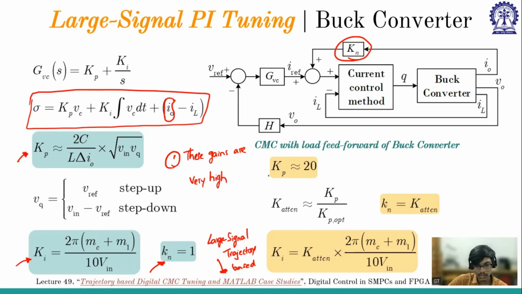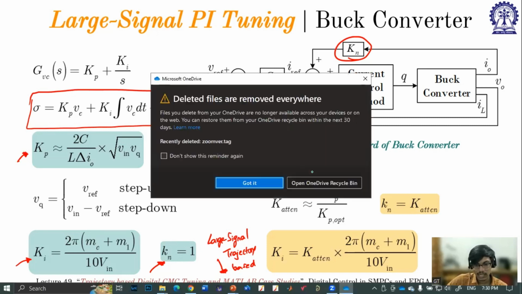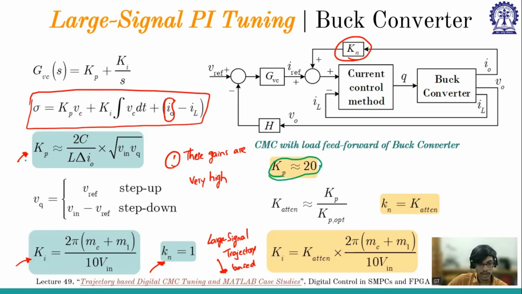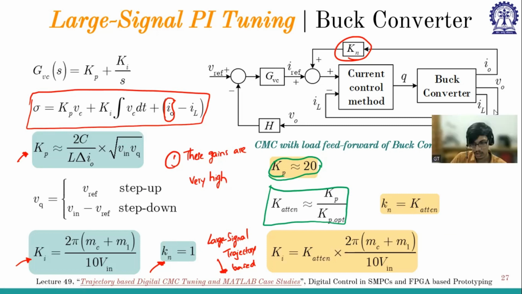So what they had done is they had considered Kp to be 20. And if Kp is 20, what is the gain with which Kp should be multiplied? That is obtained by this K attenuation. So now this is my Kp obtained or optimal, into this K attenuation gives me the value of 20. So after getting that K attenuation factor, I will multiply Ki as well as Kn with the same factor. So Kn is equal to 1 into K attenuation, and Ki will be K attenuation into whatever value that we had obtained.